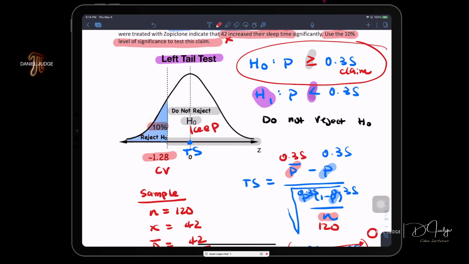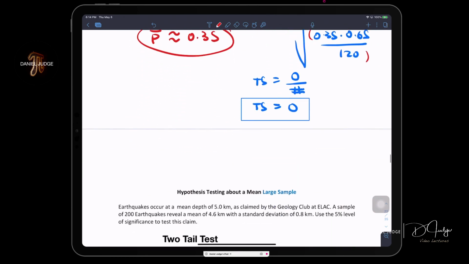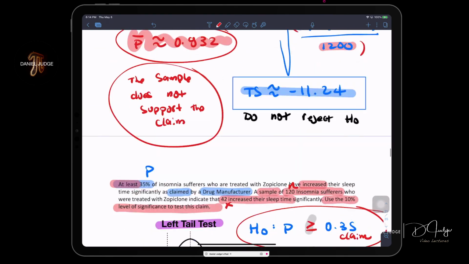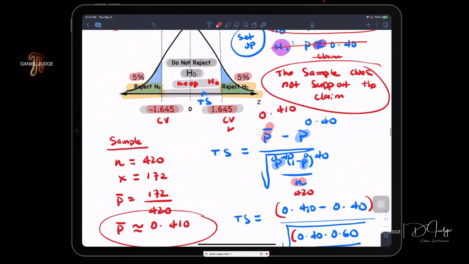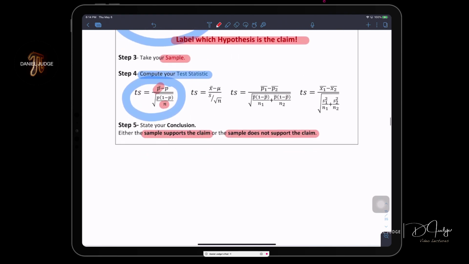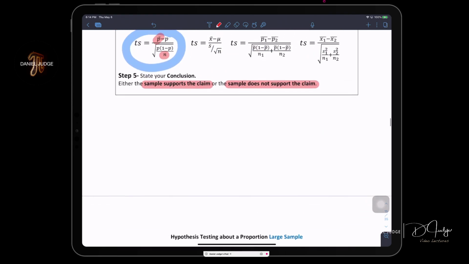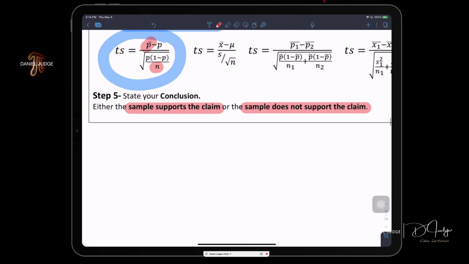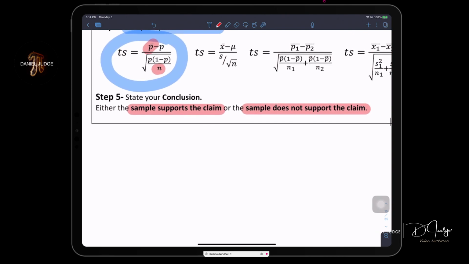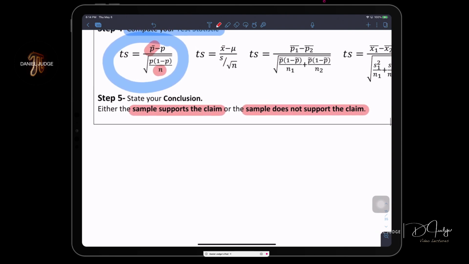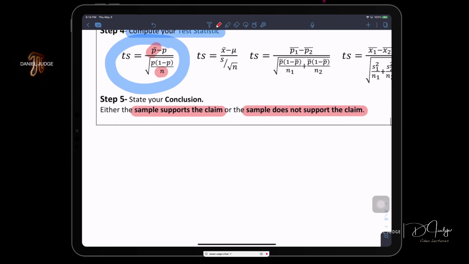What does that mean about the claim? Remember what we said. There's only two types of answers you guys have here. Go all the way back here. There's only two conclusions. Either the sample supports the claim or the sample does not support the claim.